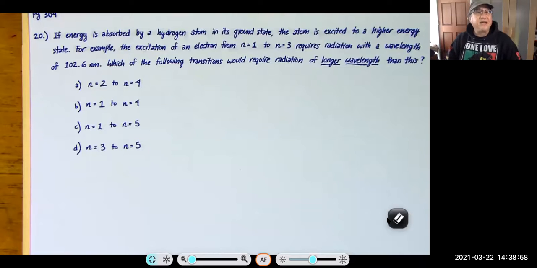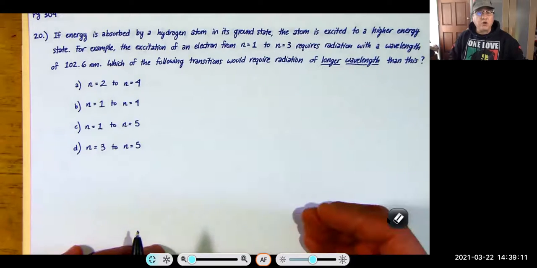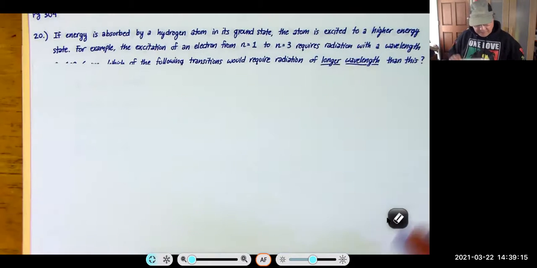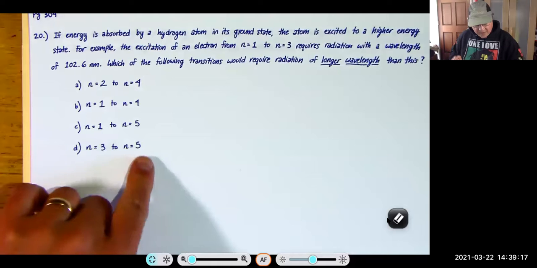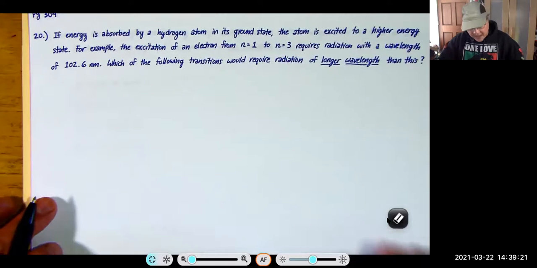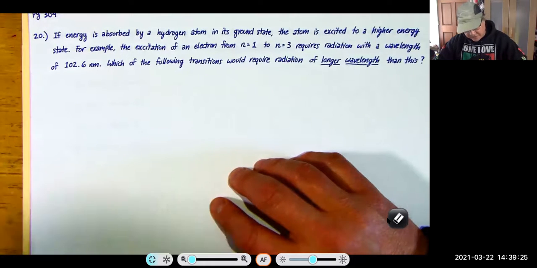Okay, for example, the excitation of an electron from n equal 1 to n equal 3 requires radiation with a wavelength of 102.6 nanometers. Which of the following transitions would require radiation of a longer wavelength than this? So for this, it's helpful to draw, and we're going to go all the way to 5. So let's draw these energy levels that don't show the actual differences, but kind of representative differences.